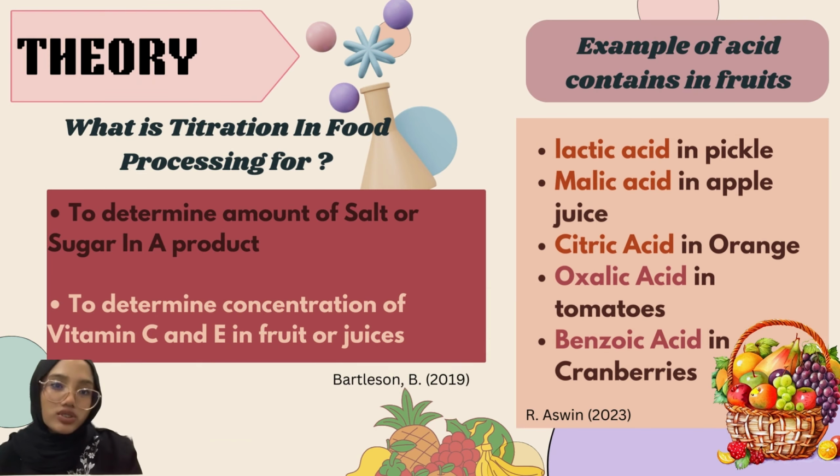Titration is often used in food processing industries, such as to determine the amount of salt or sugar in a product, and also to determine the concentration of vitamin C or vitamin E in a fruit juice. So, in our study, we are going to give an example of how to determine the concentration of vitamin C and vitamin E in the fruit juice.